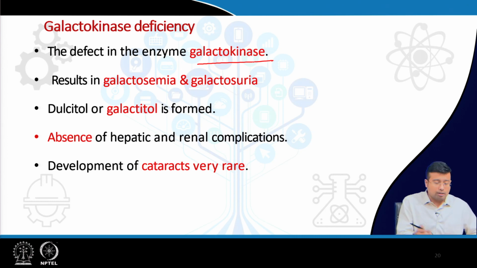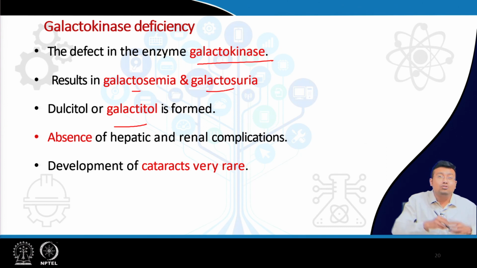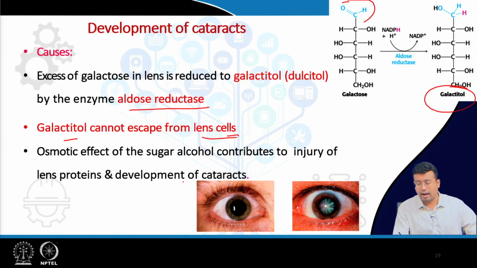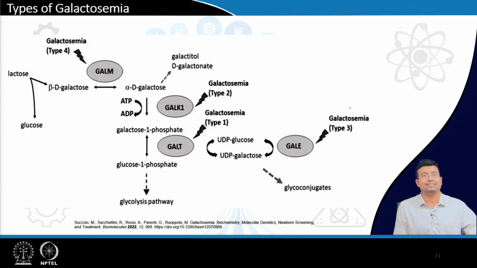Galactose can be converted to galactitol definitely, right, but there is no galactose 1 phosphate. So, galactose 1 phosphate is not deposited in the liver and kidney. So, there will be absence of hepatic and renal complications. Cataract is also very rare, but still it can happen because of the aldose reductase enzyme. See, aldose reductase is converting galactose to galactitol or dulcitol.